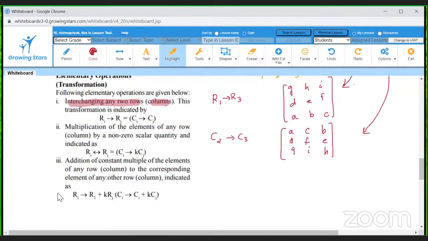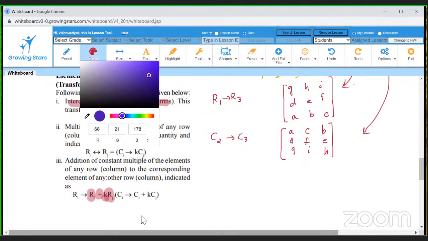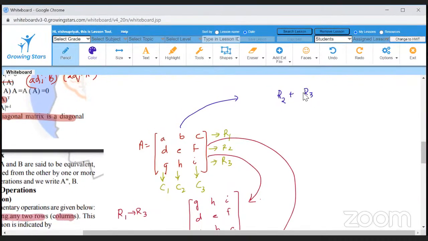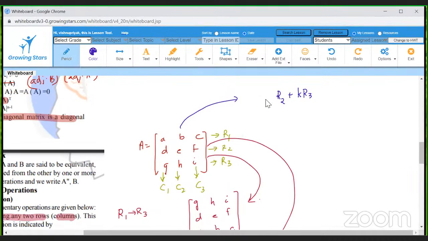Next, suppose I add one row to another row by multiplying by k. This is what I will do. This is how I will write it. Now, how will I show it? I will show it in this A matrix only. Suppose I take row 2 and add row 3 multiplied by k.